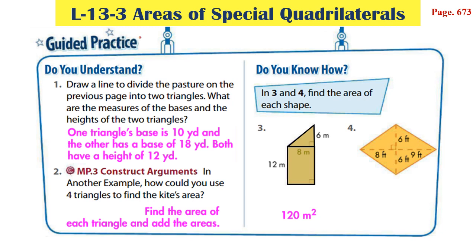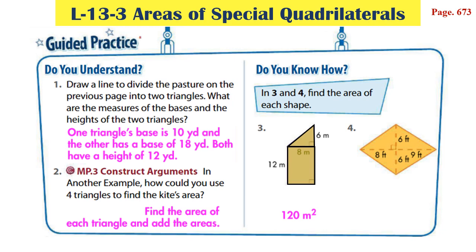Area equals area of the rectangle plus area of the triangle. Equals 12 meters multiply 8 meters plus 1/2 of 8 meters multiply 6. Equals 96 square meters plus 1/2 of 48 square meters. Equals 96 square meters plus 24 square meters. Equals 120 square meters. Is that clear? Very good. Now what will be the answer for number 4?